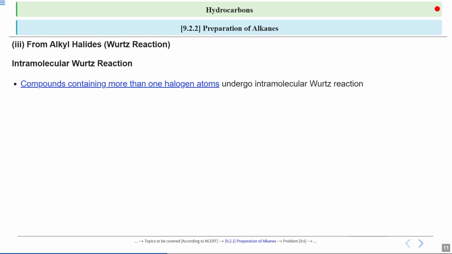Now, compounds that contain more than one halogen atom can undergo this intramolecular Wurtz reaction. This is significant because it enables the formation of cyclic compounds. This is the first case where we are seeing the formation of a cyclic alkane. Cyclic alkanes are prevalent in many natural and synthetic materials. Think of it as the molecule folding in on itself to create a ring.